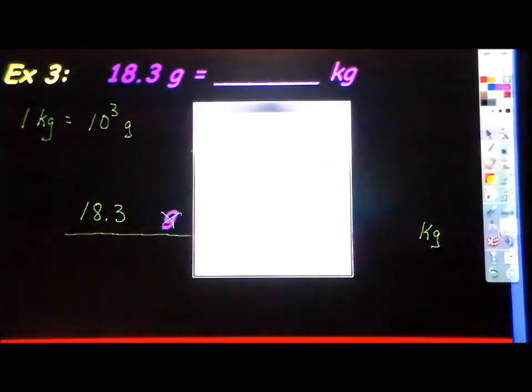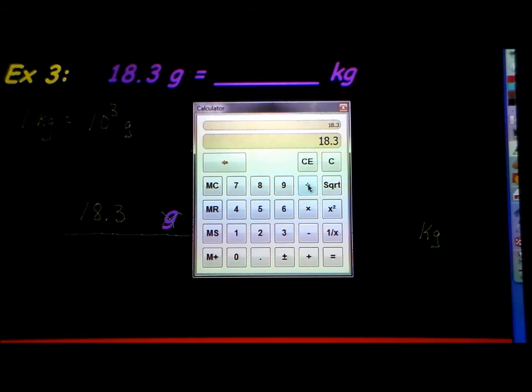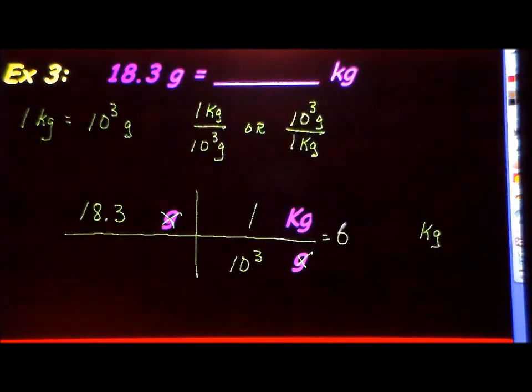So let's see what we get. We have 18.3, and I'm going to divide by 1,000. And that gives me 0.183. And need to make sure that that decimal point is visible. And that's all there is to it.